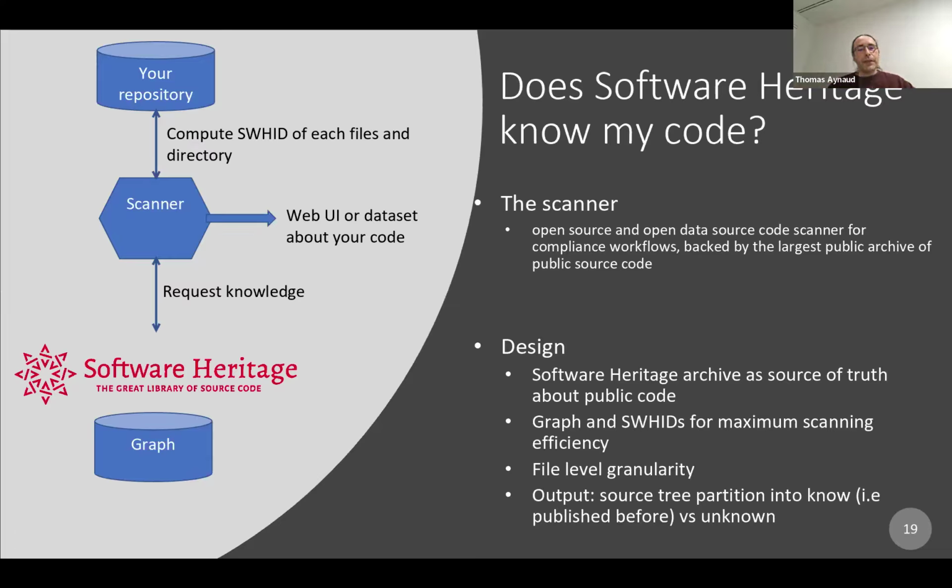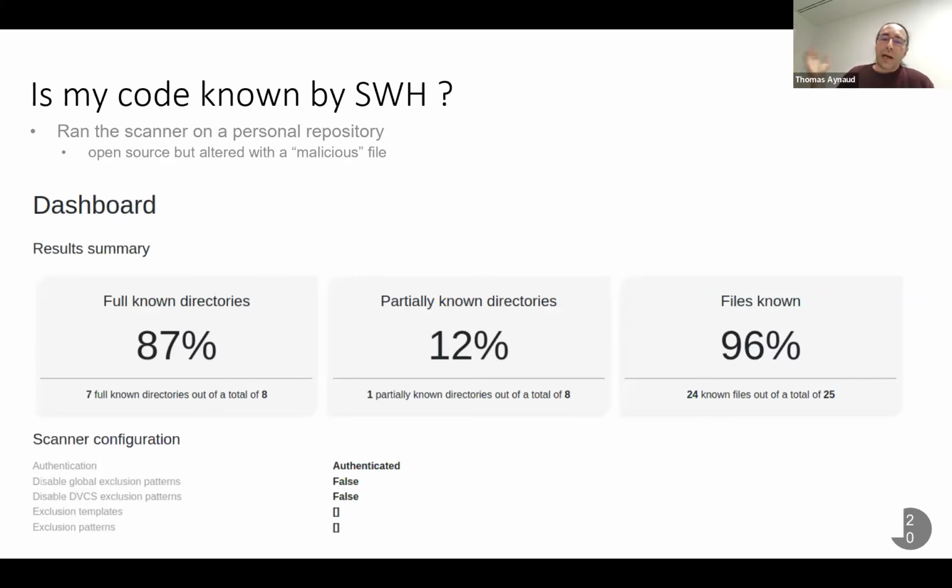And with the graph, it can be really efficient, and you get a really efficient answer about everything inside the repository, which is known or not by the Software Heritage, and you get a web UI or a dataset about your code. So the design is that the Software Heritage archive acts as a source of truth about the public code. The graph and SWHID are here for maximum scanning efficiency. You get file-level granularity, and the output is a partition into known or unknown files from the Software Heritage. It looks a bit like that, the output of the scanner.